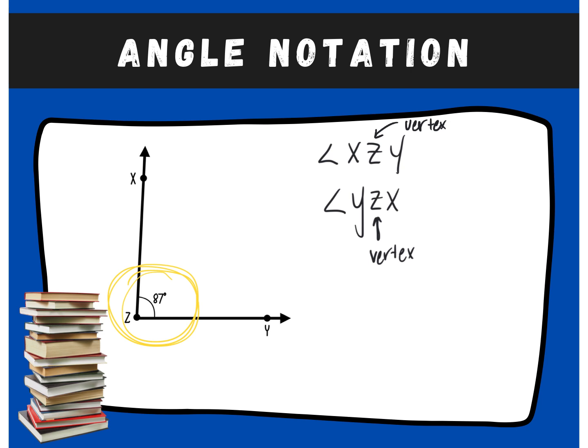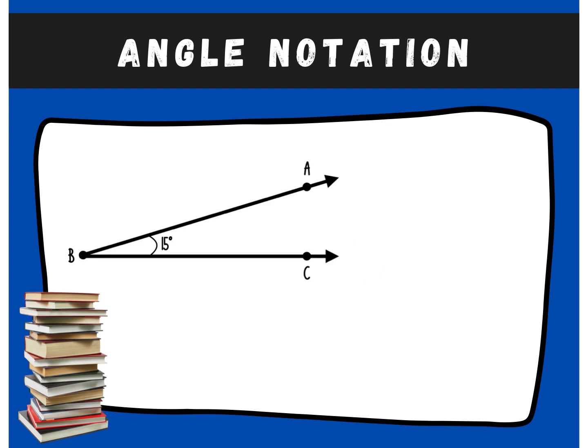So Z is the vertex, which means that Z needs to be in the middle of the names, which is why I name them XZY or YZX. Some people will name it with one letter, angle Z, using only the vertex. And that's okay in many situations, unless we come across multiple angles that have a vertex at Z, in which case we really have to stick with naming it using 3 letters.